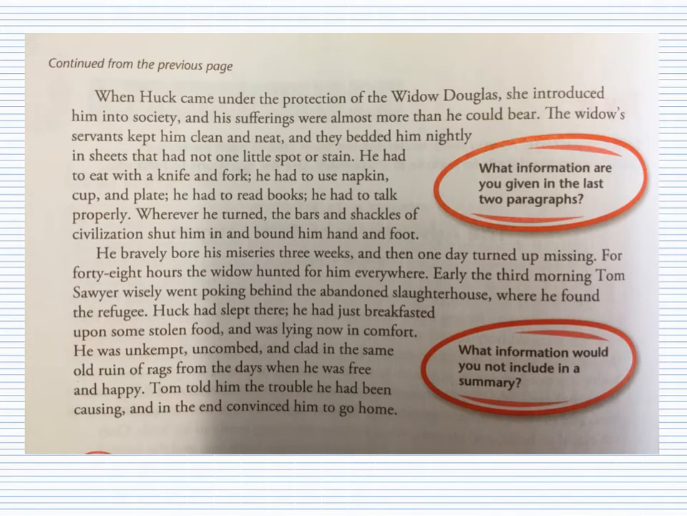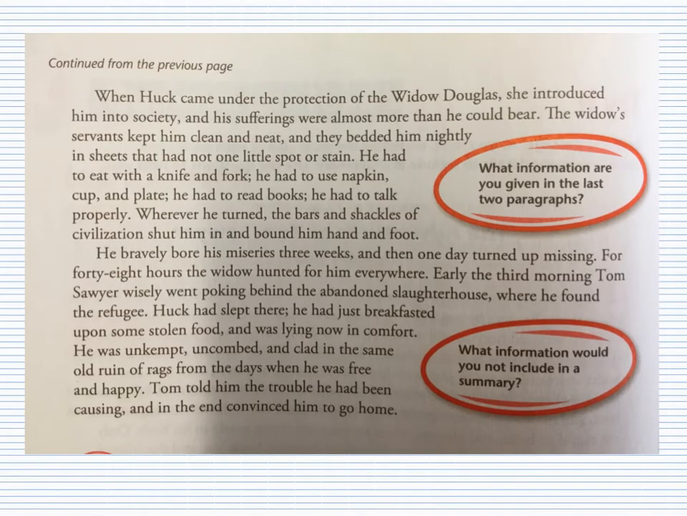When Huck came under the protection of the widow Douglas, she introduced him to society, and his sufferings were almost more than he could bear. The widow's servants kept him clean and neat, and they bedded him nightly in sheets that had not one little spot or stain. He had to eat with a knife and fork. He had to use napkin, cup, and plate. He had to read books. He had to talk properly. Wherever he turned, the bars and shackles of civilization shut him in and bound him hand and foot.